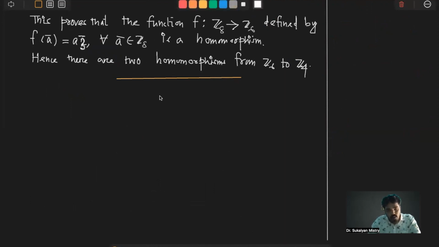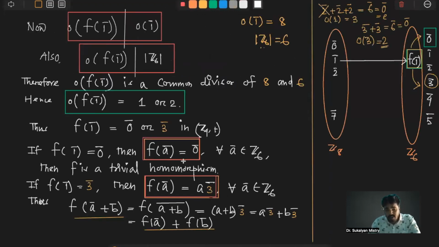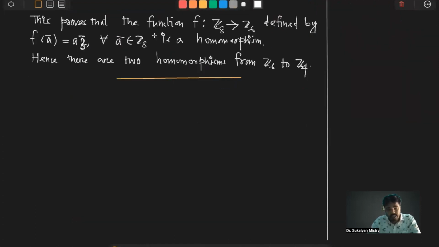is a homomorphism. Hence আমরা কটা homomorphism পাচ্ছি? দুটো, একটা হচ্ছে trivial homomorphism আর একটা হচ্ছে f of a bar is equal to a3 bar. So we get two homomorphisms from Z8 to Z6. I think clear. So it is a very very important example.